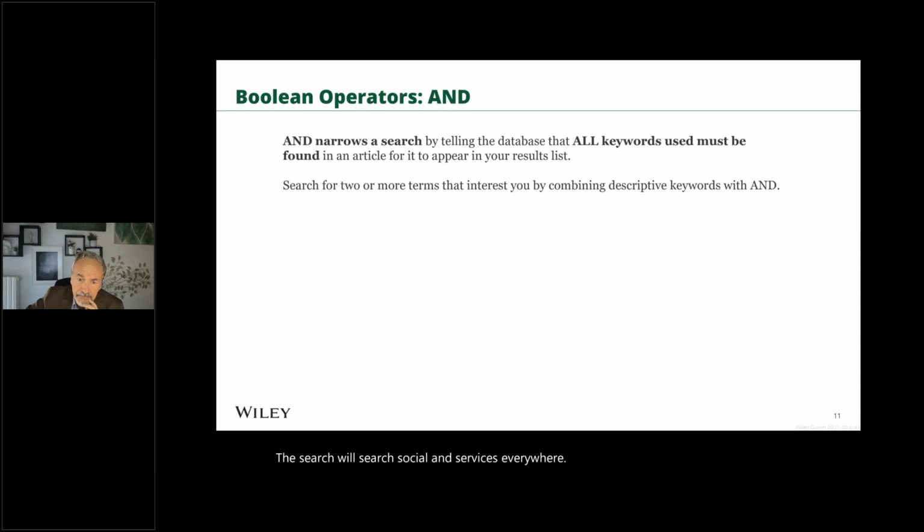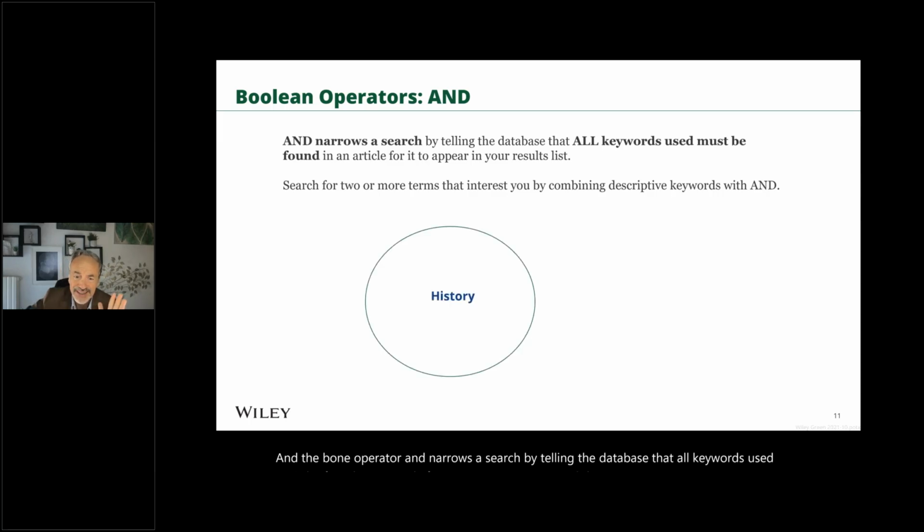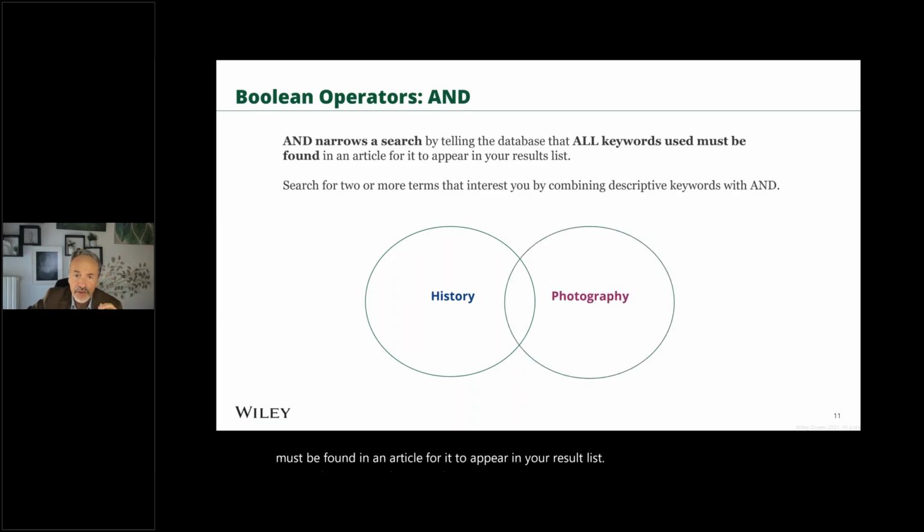The Boolean operator AND narrows a search by telling the database that all keywords used must be found in an article for it to appear in your result list. Let's make an example. So you have history, you have photography, and AND means that the search results will be only the intersection, the area that is between history and photography.